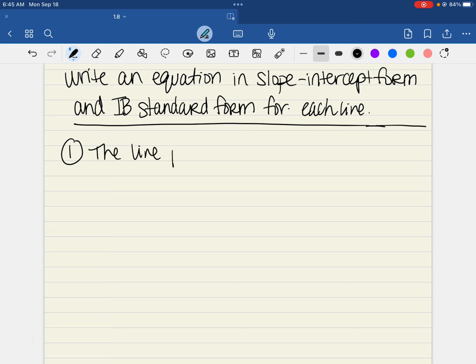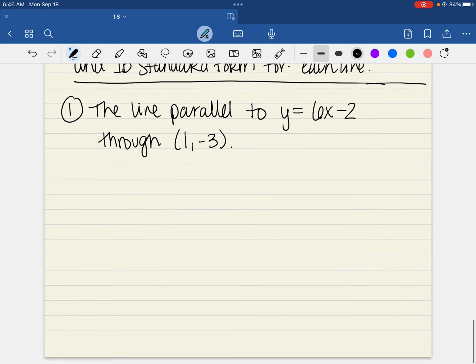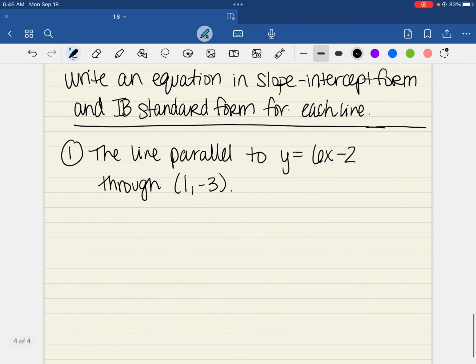The line parallel to y equals positive 6x minus 2 through the point 1, negative 3. The line parallel to y equals 6x minus 2 through 1, negative 3. So we have to write slope-intercept form and IB standard. Now, in the scenario that we are given a point and we're given an equation.